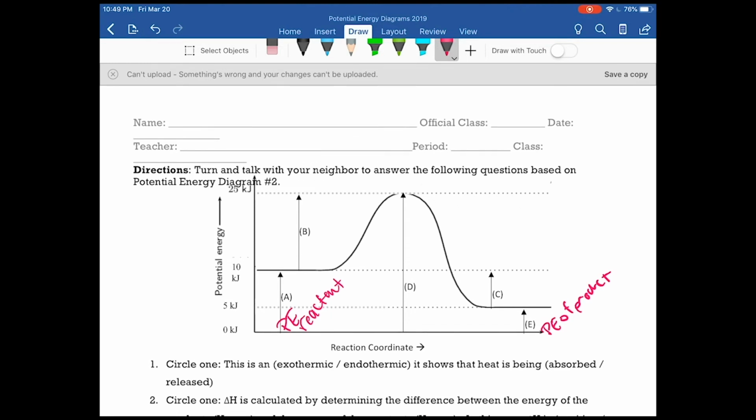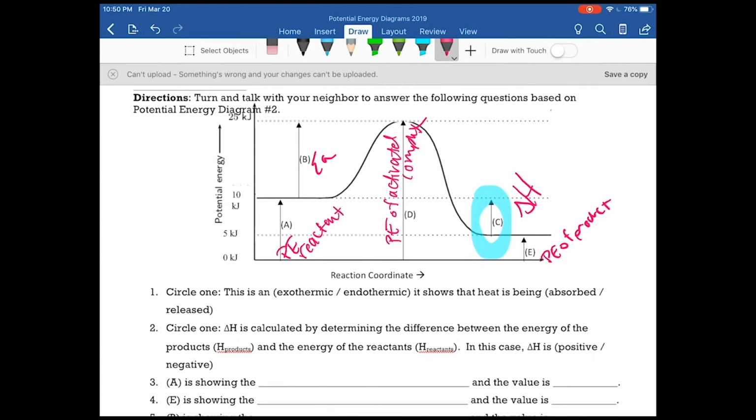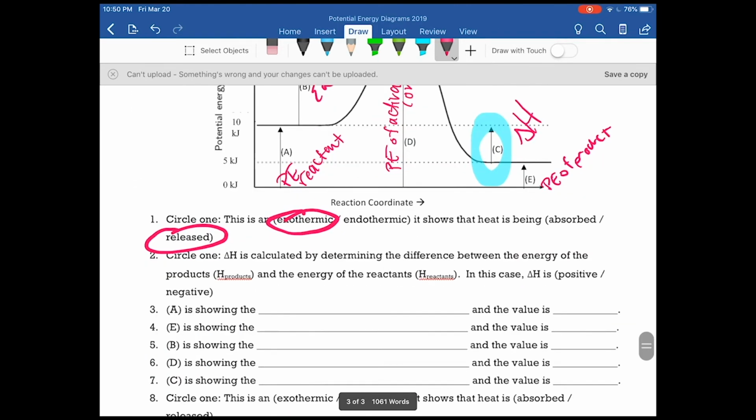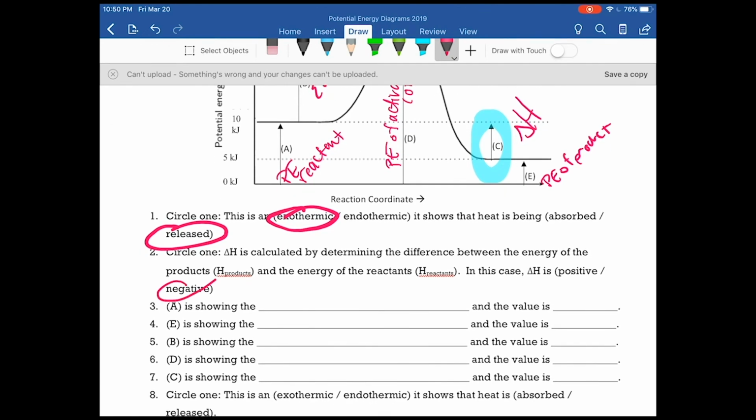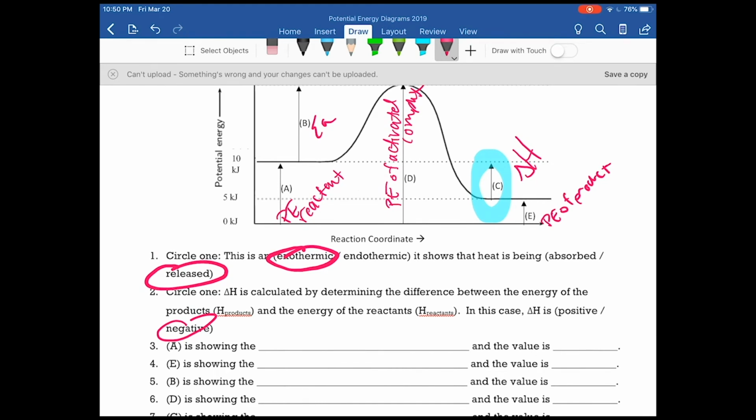B, from the reactants to the very top, is your activation energy. D is your PE of the activated complex. So exciting. And then the important difference here is C. C still is your delta H, but now the values are going to be different. If you notice, now you're ending lower than where you started. That means overall energy had to be released, so this was an exothermic reaction. That helps us answer question number 1: exothermic because heat is released. And as you'll see later on, as we calculate the value, the delta H value is negative. Going through these questions, now that you've labeled it, it should be very easy.